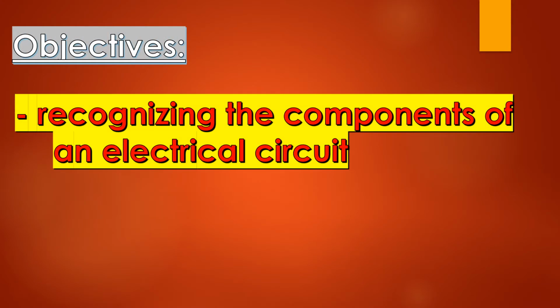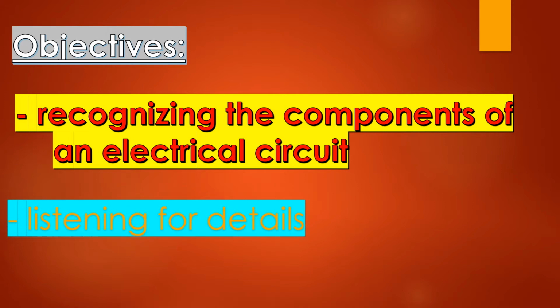Before we start the lesson, let's have a look at the objectives. Today we're going to recognize the components of an electrical circuit. What are the things that we use to make an electrical circuit? And what are their names? And then we have listening for details. To be able to follow the lesson, please open the course book, page 38.